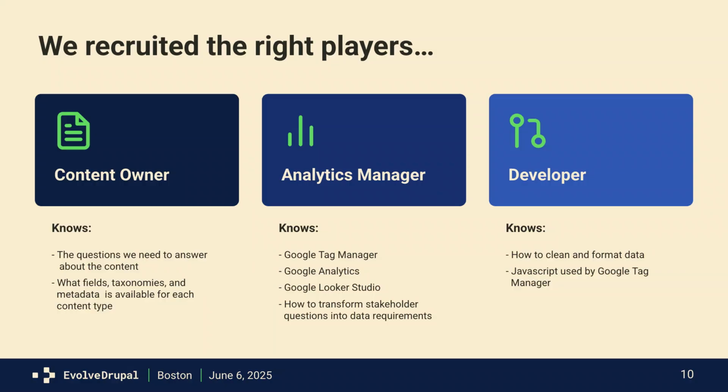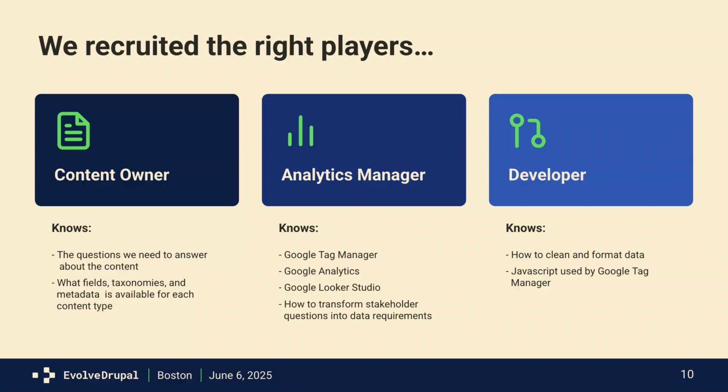Sometimes, if you're scrappy, you can fill a lot of these roles, but you probably are going to need somebody who has content expertise, mostly because they're going to know the types of questions that you need to answer with the data about the content, and they'll also understand how the site is set up. What are the fields and taxonomies and the metadata that you really need to harness to be able to create these reports? And then also an analytics manager, right?